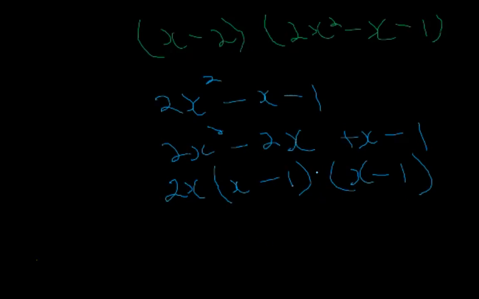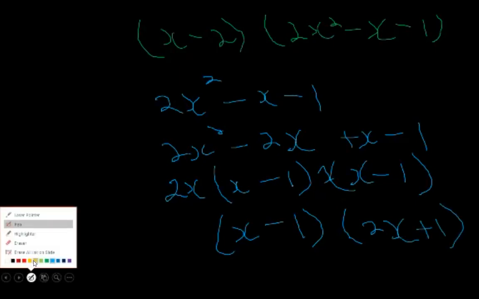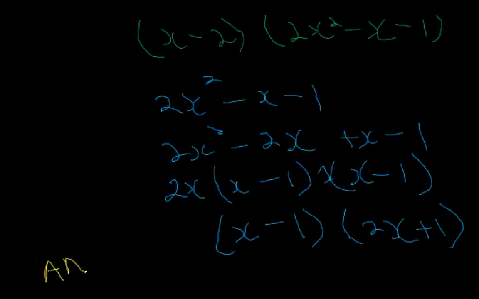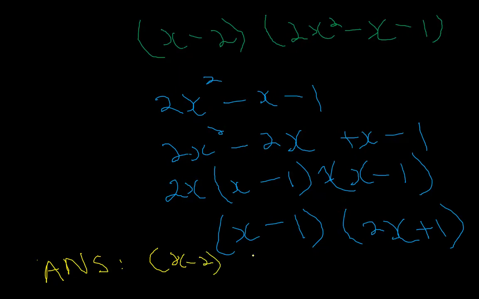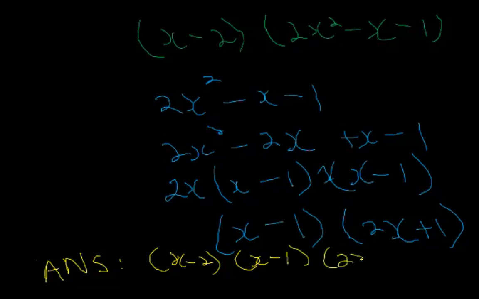Therefore, what are my factors? It's understood that 1 is in front here, right? So what are my factors? My factors are x minus 1 and 2x plus 1. Therefore, what is my final answer? Instead of putting this, what I would now put is x minus 2, x minus 1, and 2x plus 1. This is my final answer. This is what they want.